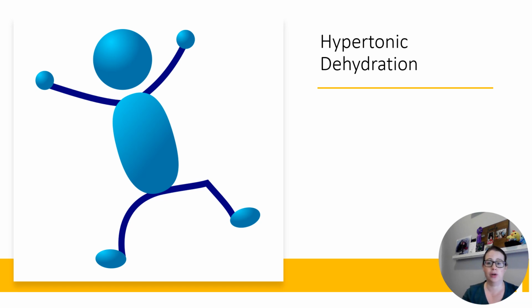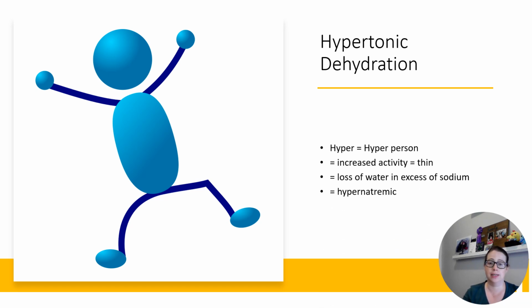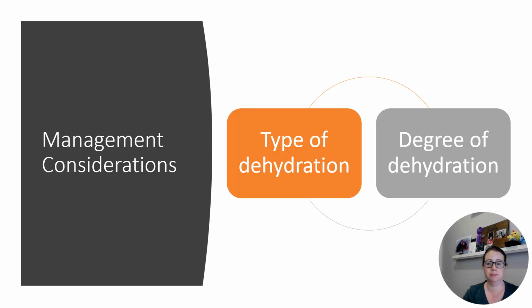Hypertonic, you can think of a hyper person running all over, so being generally thin. This type of dehydration results in water loss that is in excess of sodium, resulting in hypernatremia or greater than 150. Now this is the most dangerous type and often occurs in infants with diarrhea who are given fluids, PO, with like large amounts of solutes. The extracellular fluid volume is greater and seizures are likely to occur with high sodium levels.